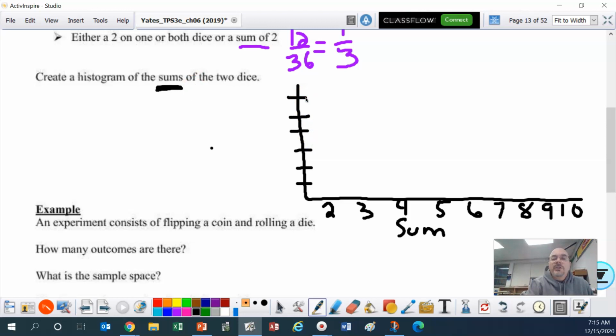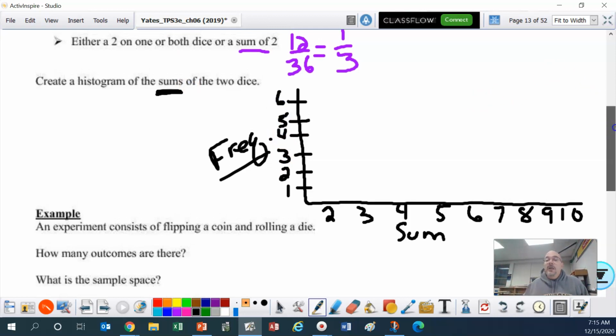Okay, I'm just going to do frequency here. I'm not going to do relative frequency. Remember, relative frequency is the percent or the decimal equivalent. I'm just going to do frequency, which is the count. So I'm just going to go 1, 2, 3, 4, 5, 6. Now I did not make this big enough.